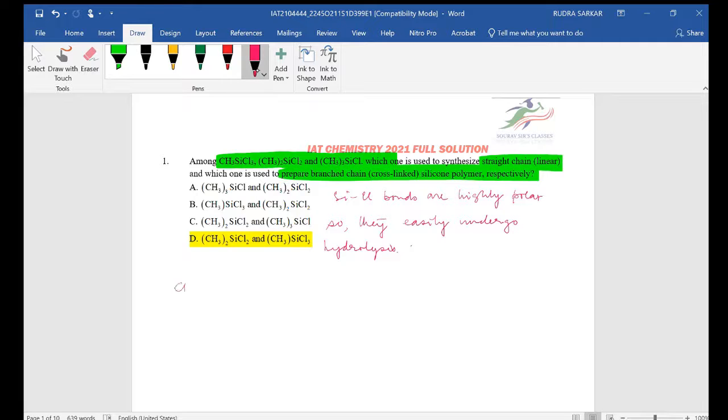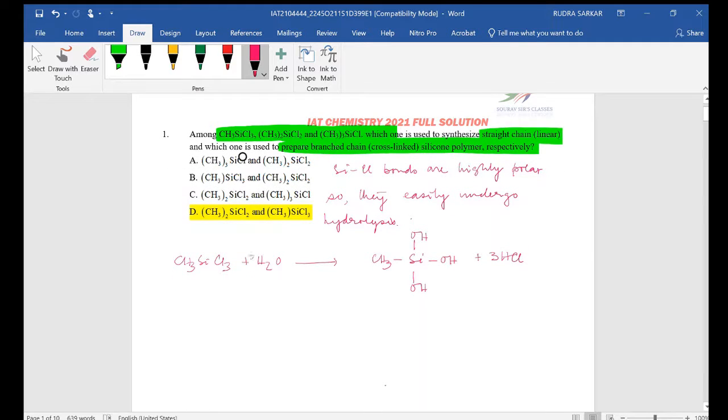That means if you take CH3SiCl3 and you treat this with water, then it will undergo hydrolysis to give you CH3Si(OH)(OH)(OH) and 3 moles of HCl for each mole of CH3SiCl3. So to balance, we will say 3 molecules of water being used.